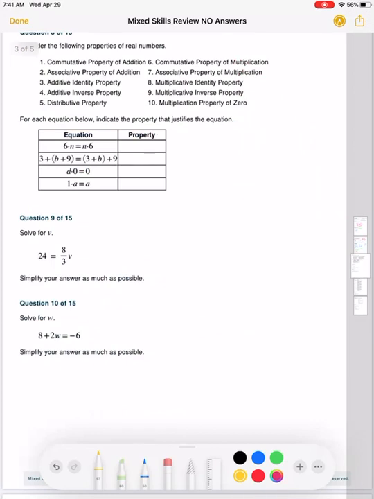All right, page 3. Okay, it says, consider the following properties of real numbers. And she lists a whole bunch of properties we've been practicing all year.